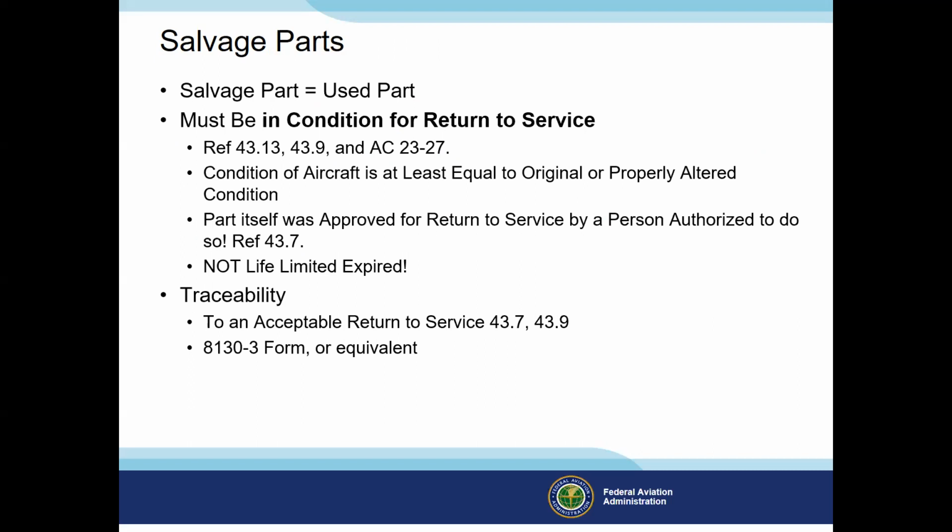So the performance rule says the condition of the aircraft, and that would also go for the part that is installed in the aircraft, is at least equal to original or properly altered condition. So make sure the part was approved for return to service by a person authorized to do so. And part 43.7 tells us who is authorized to approve for return to service.